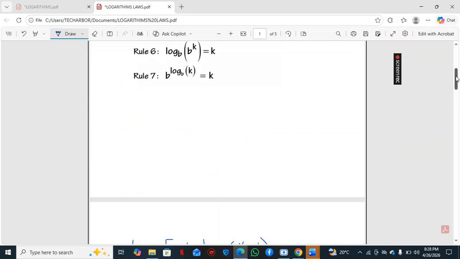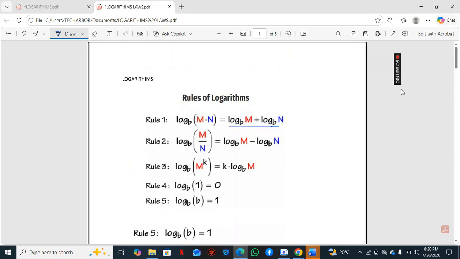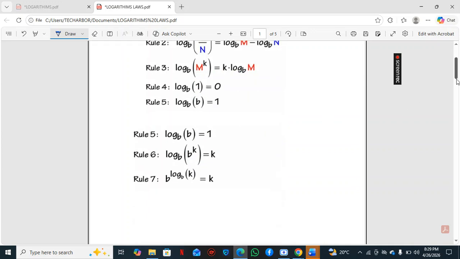Next, we're going to go to the quotient rule. This is where whenever you see logarithms being subtracted, log b m minus log b n, this is where you're going to need to apply the quotient rule. So let me give an example here.